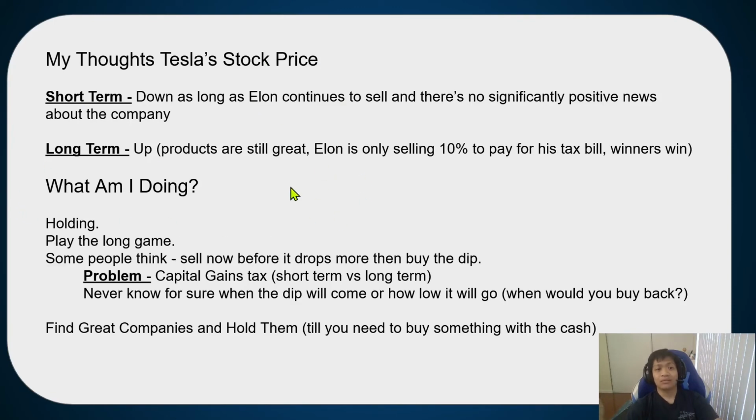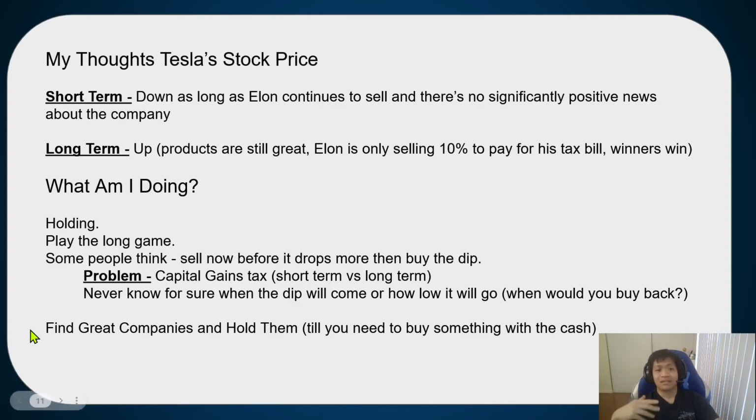And what am I doing right now? With my shares, I am just holding. So just play the long game. There's a lot of people who think that, oh, I should sell now before it drops more and then buy the dip. The problem with that is the capital gains tax and short term versus long term. If you're trying to buy at the bottom, sell at the top, and trade like that, you'll face a lot of short-term capital gains tax, and it's really hard to outperform the average when you do that.